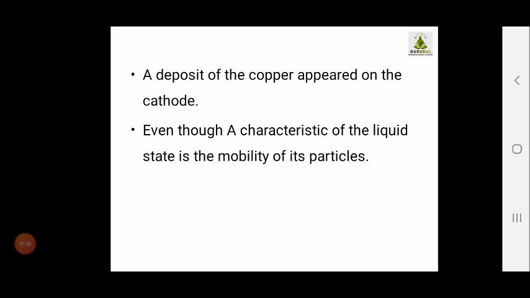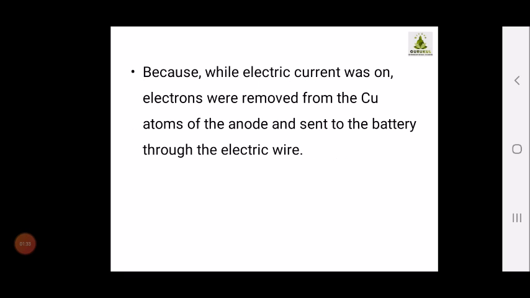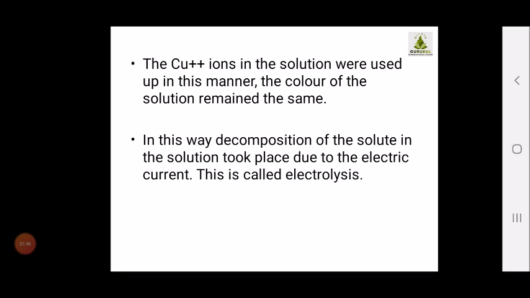A deposit of copper appeared on the cathode, even though a characteristic of the liquid state is the mobility of its particles. While the electric current was on, electrons were removed from the copper atoms of the anode and sent to the battery through the electric wire. The Cu2+ ions in the solution were used up in this manner. The color of the solution remained the same.